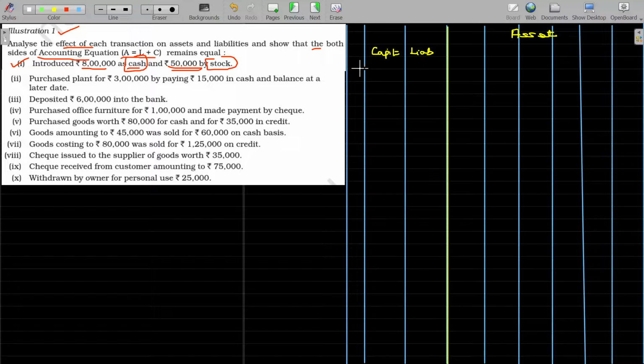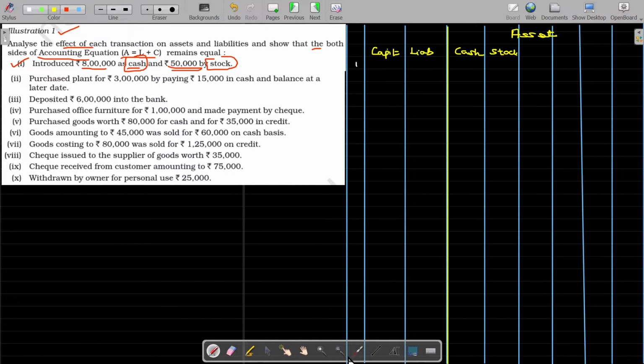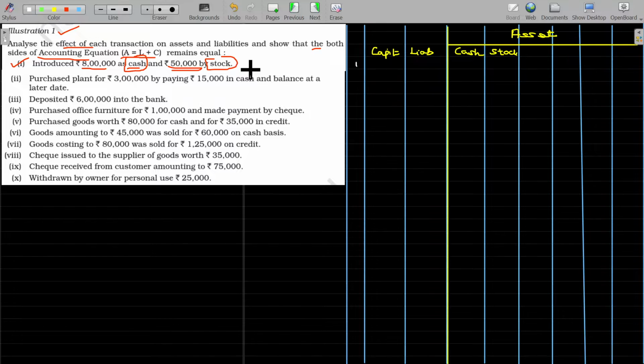So as per the first transaction, we received cash, one of the assets, and stock. The goods are otherwise named as stock here. This will be the asset side. So we received 800,000 cash.